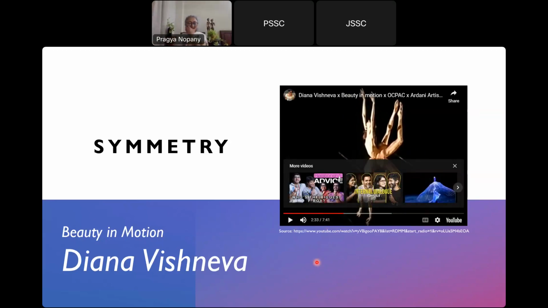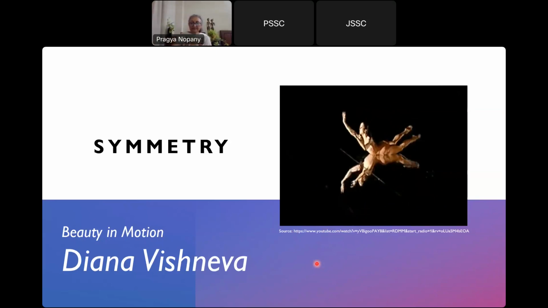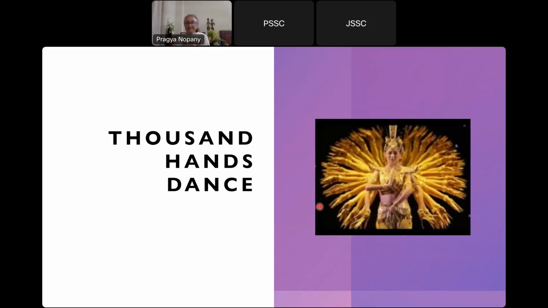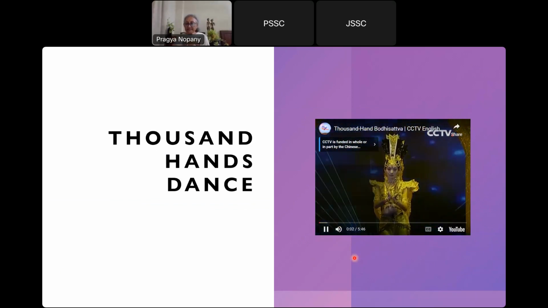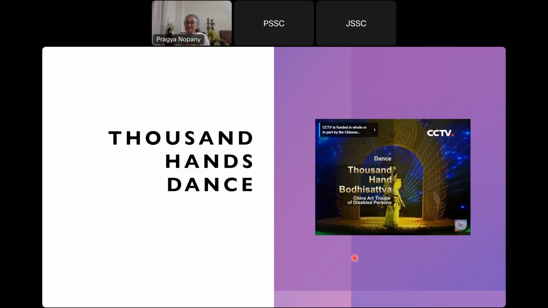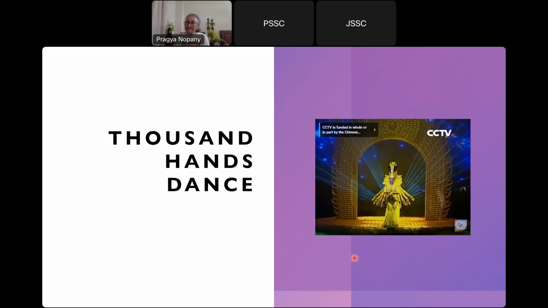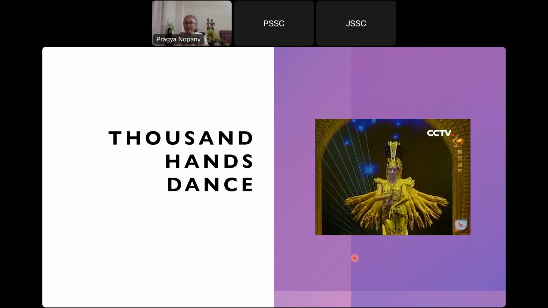Okay, so we will move on from here. I just wanted to show you a glimpse of the ideas that people have in the world. And everything is about ideas. Going forward, this is another dance, thousand hands. This is Bodhisattva that they are showing. This is a Chinese art group of disabled people. See the amazing symmetry.